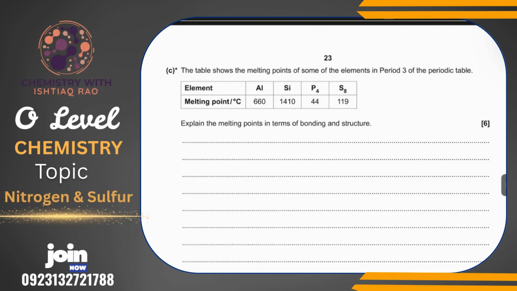Silicon is not following the trend because it's going to have a giant covalent structure. So that's the reason silicon would be at the top in period 3, of course. So explain the melting points in terms of bonding and structure. First of all, let me tell you the bonding and structure.